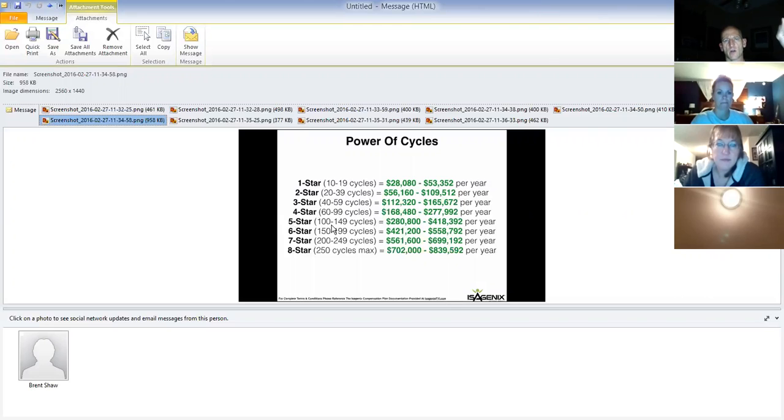5-star is 100 and goes to 149. And from here on out, it's 50 cycles a pop. So 50 more cycles makes you a 6-star, 50 more cycles makes you a 7-star, 50 more cycles makes you an 8-star. Tracy and I hit 7-star. That was a lot of work.